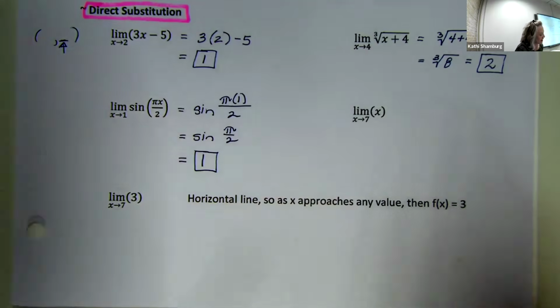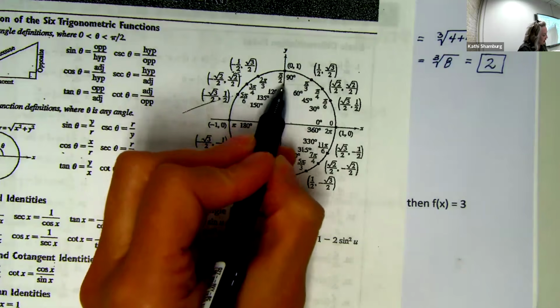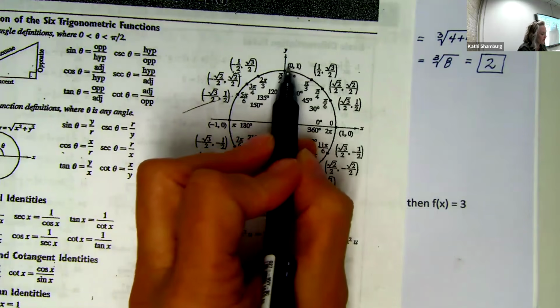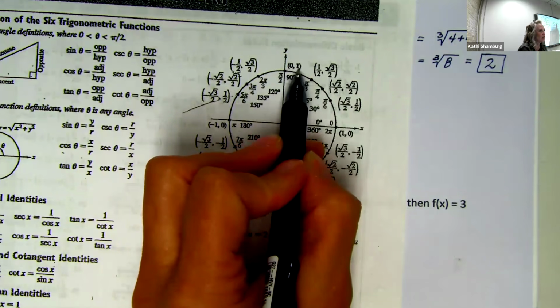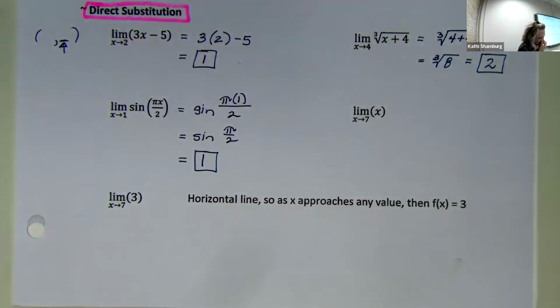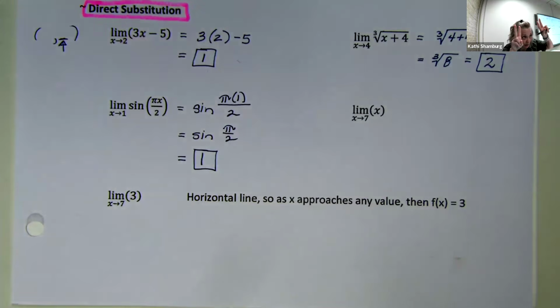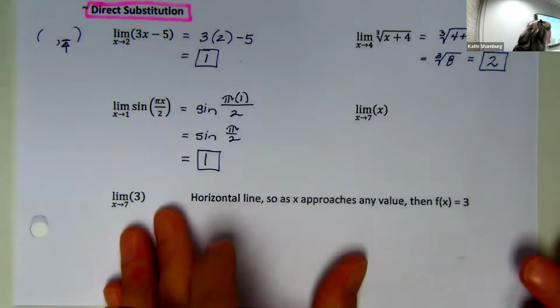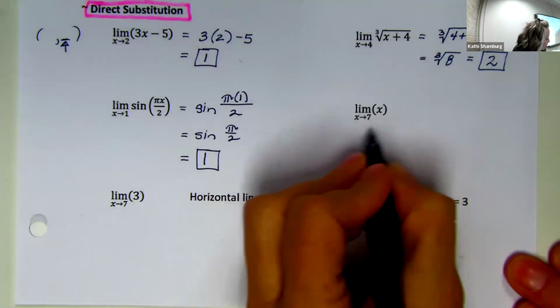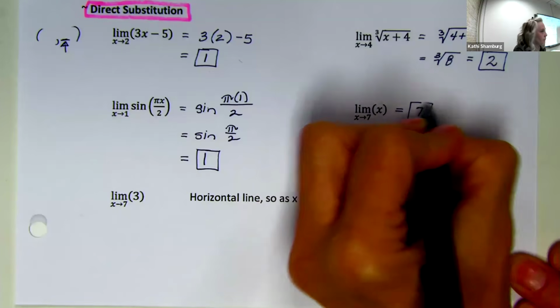Here's what she was doing in her head. Here's pi over 2. Here's the ordered pair. The x coordinate is your cosine. Y coordinate is your sine. So that's where we got 1. You were in trig last semester. You have seen that, and I would hope you would remember it. Okay, direct substitution, that's not hard. Bam, we're done.